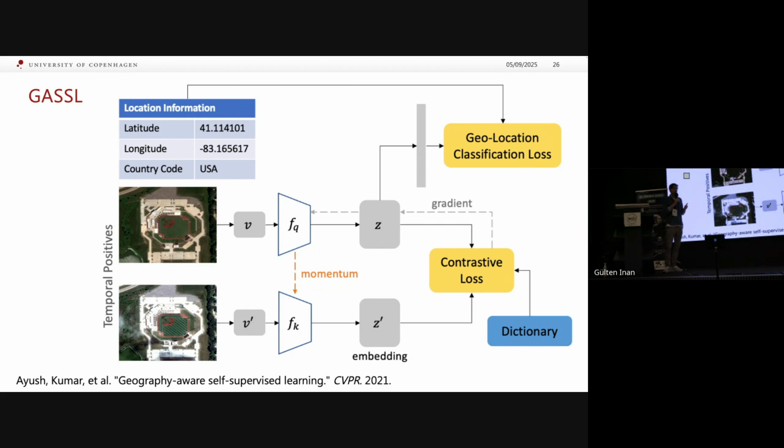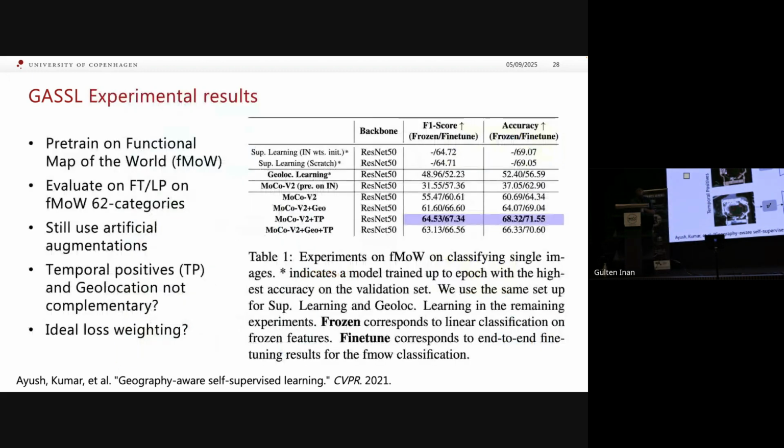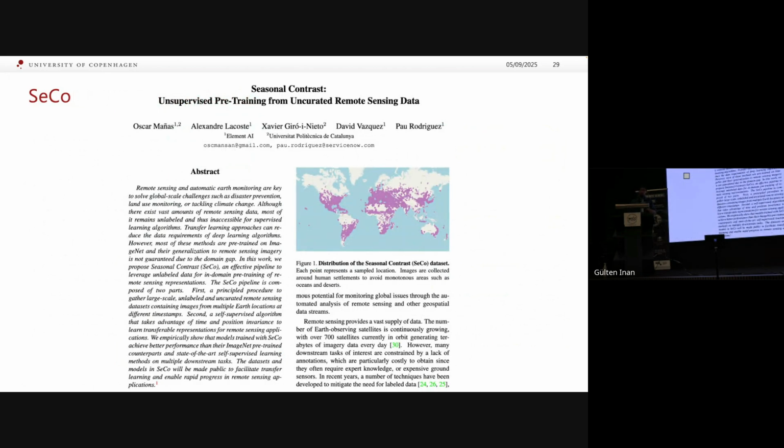So this might be fine for static tasks, right, where we do not assume any change over time. But when it comes to change detection and so on, that's probably not a good idea if we pre-train on such a pretext task. Then we would actually prefer to have a model that is sensitive to changes over time. And that is, I think, what SECO, the seasonal contrast paper, mainly tried to tackle.